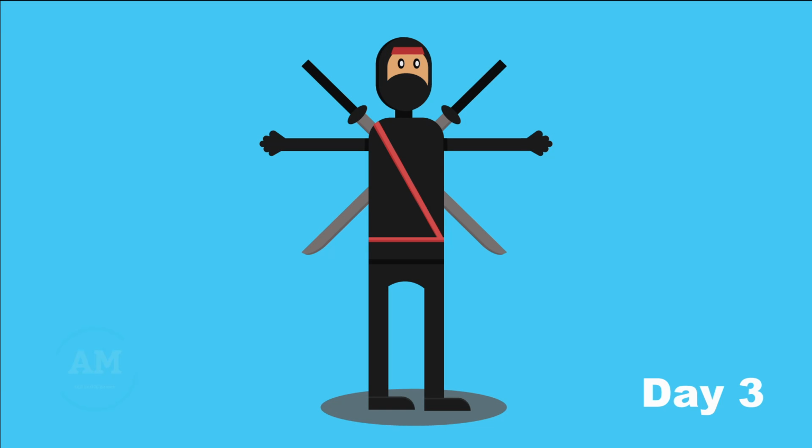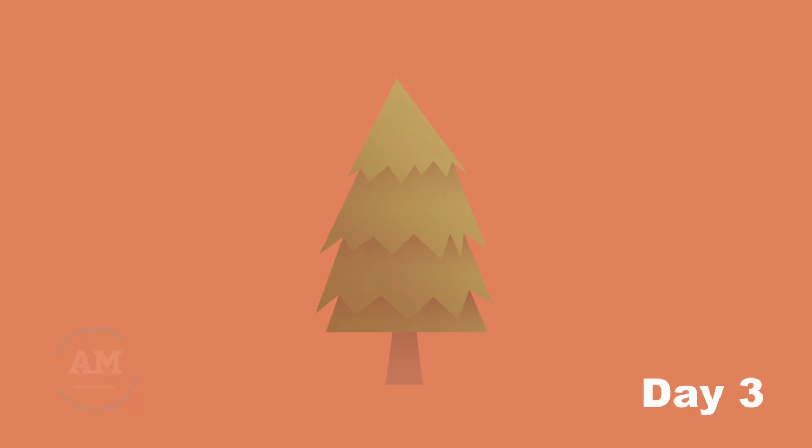Starting off day 3, I created this ninja. I think this marked a significant milestone for me in learning vector art, as I was able to create more complex shapes and add more detail than I had ever done until this point. I then switched back to some raster art and created this pine tree. I learned about some distortion effects and how to use shadows to create layers.